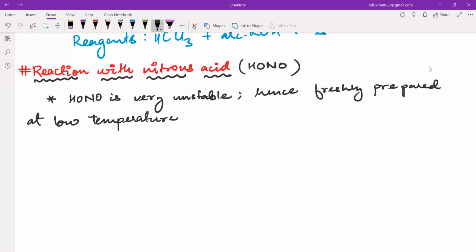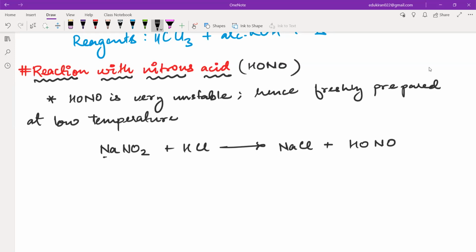How do we prepare it? By adding NaNO2, sodium nitrite, plus HCl. From here you get NaCl, because of acid and base. So here you have a neutralization reaction, NaCl plus I will be getting HONO.